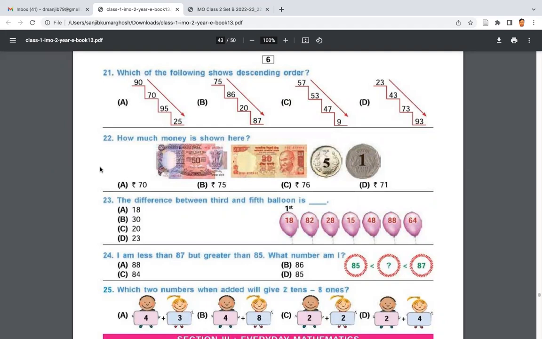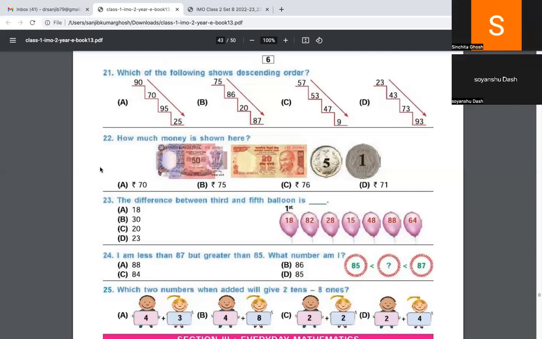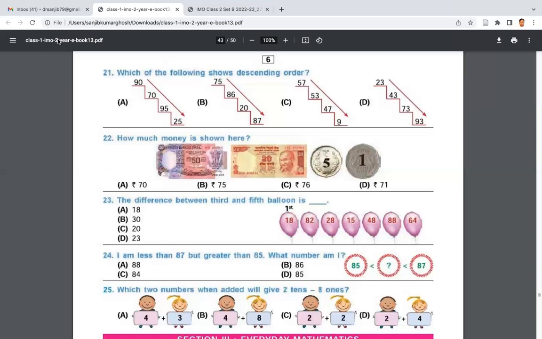Excellent, beta. Now tell me number 23. The difference between the results. Hold on, and where is the pending option? Okay, just a second, beta. I'm giving it. Yes, I have given the option of annotation. Okay, there is the third option.